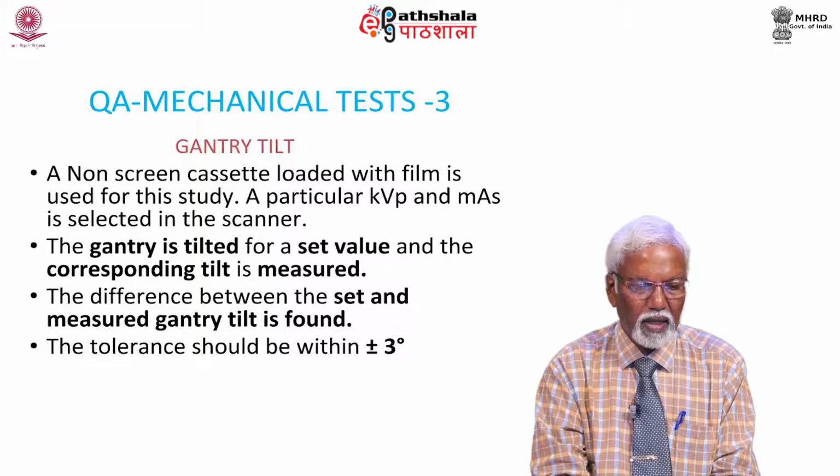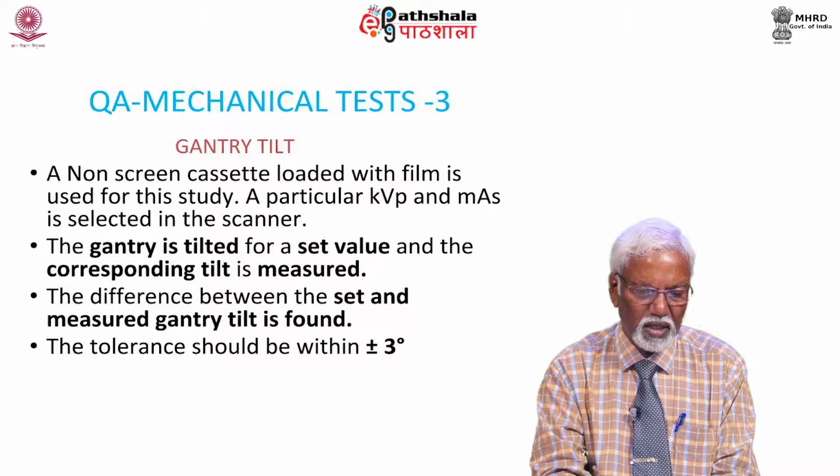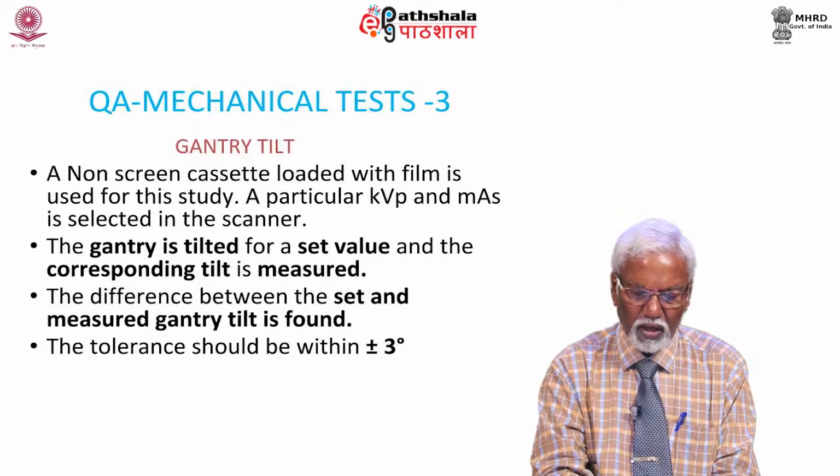Gantry tilt. A non-screen cassette loaded with film is used for this study. A particular kVp and mAs is selected in the scanner. The gantry is tilted for a set value and the corresponding tilt is measured. The difference between the set and measured gantry tilt is found. The tolerance should be within plus or minus 3 degrees.